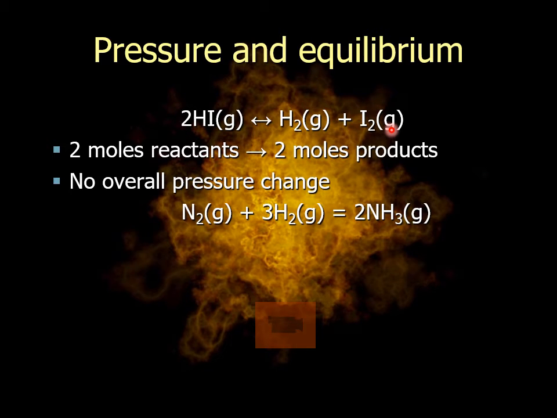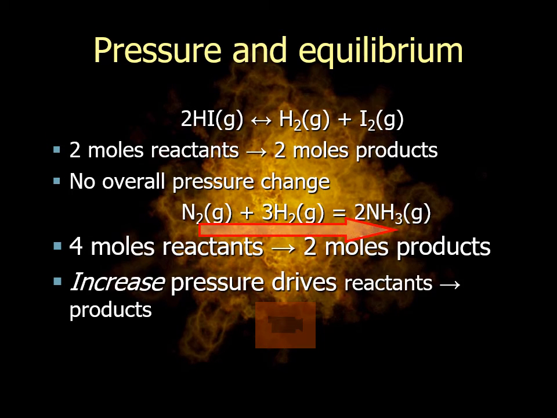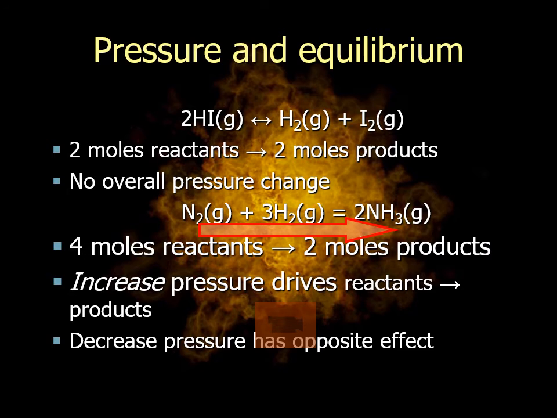However, in the Haber process, it's a different situation. We got 1 plus 3 equals 4 on the left, 2 on the right. So if I increase the pressure, I want to make it shift from the left to the right. And if I were to decrease the pressure, the opposite would occur. It would shift from the right to the left. So from a practical point of view, pressure has a big impact on the Haber process. And in fact, running the reaction at very high pressure is crucial for getting a sensible yield. And that represented some significant engineering challenges to developing the process.